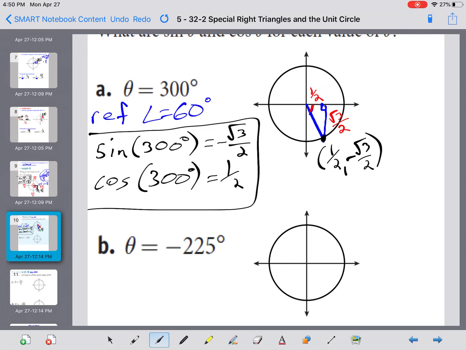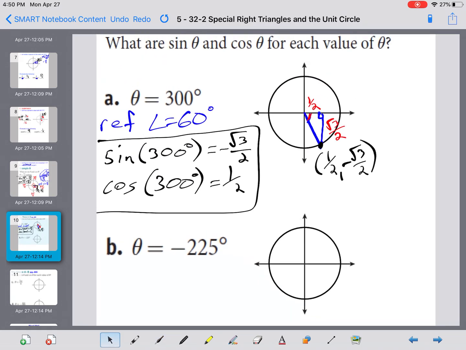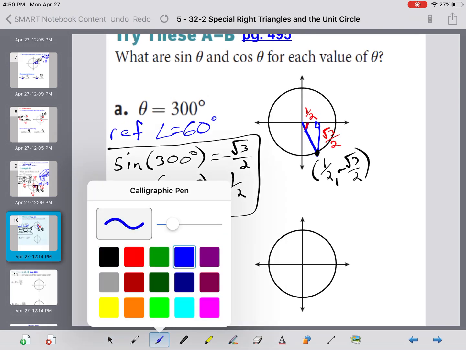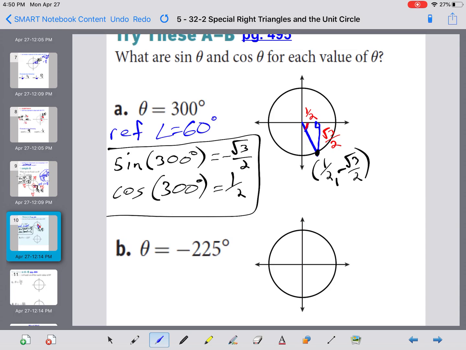All right, let's do the same for negative 225. So negative 225 degrees. Remember, all that means is it rotates in a clockwise rotation. So negative 225, negative 180 is directly across here, right? So negative 225 is right here, okay? Meaning my reference angle, here's my right triangle. My reference angle then is 45 degrees. So the triangle I care about is the 45, 45, 90.